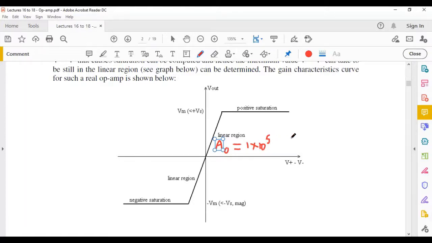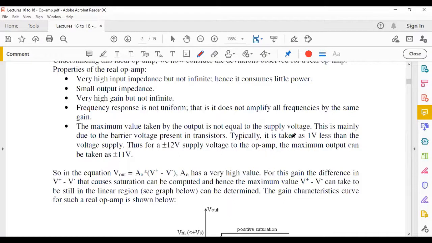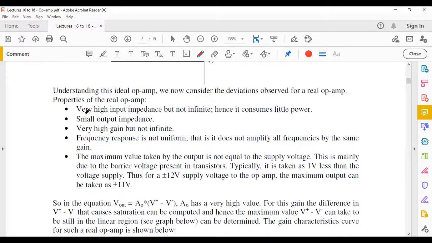So let's look at some properties now, comparing the properties of an ideal op-amp to those of a real op-amp. Remember, for an ideal op-amp, we said it has infinite input impedance, meaning it doesn't take any current in. A real op-amp would not have infinite input impedance; it will have very high input impedance. That's the difference. So it's going to consume very little power. It's going to take a little bit of current because the input impedance is not infinite; it is very high. Similarly, for the ideal op-amp, we say it has 0 output impedance, which has no loading effect. But a real op-amp would have a small output impedance, so it's going to cause a little bit of loading on the circuit.